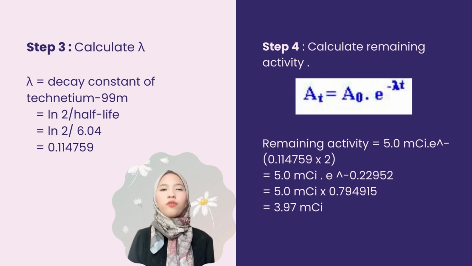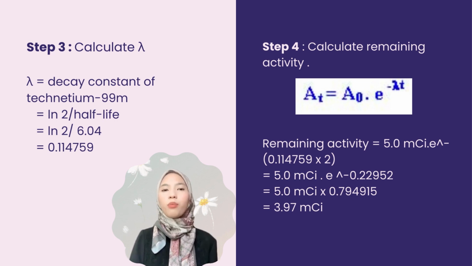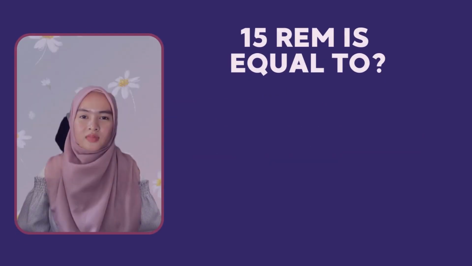Last but not least, the last step is to calculate the remaining activity in the dose at that time using the formula according to Human Health Campus. At is equal to A0 multiplied by e to the power of negative lambda multiplied by the time elapsed since calibration, which is 2 hours. And the answer for this question is 3.97 mCi.